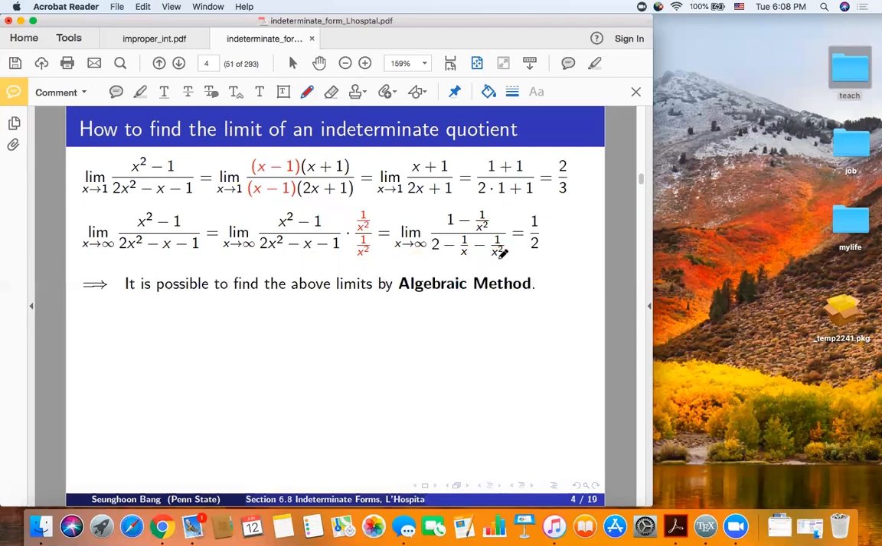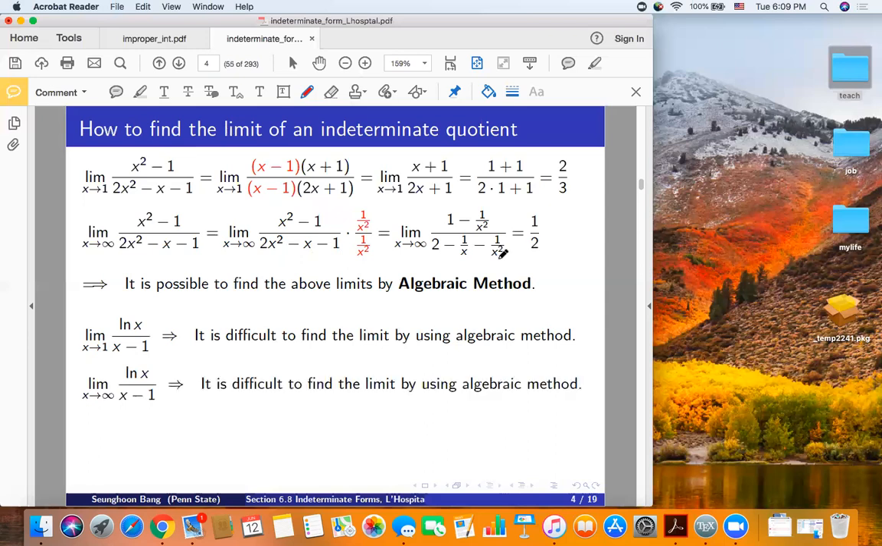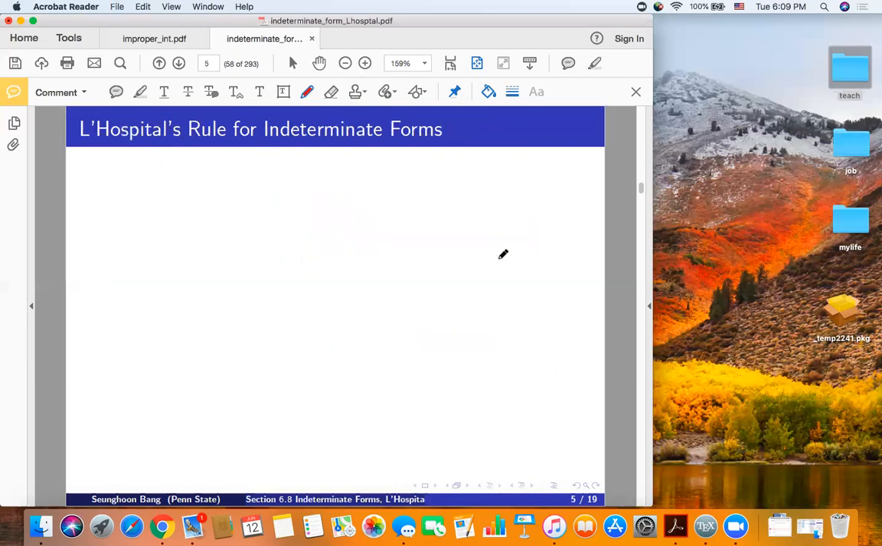It is possible to find the above limits by algebraic method. But here, it is difficult to find the limit by using algebraic method. This one is the same. The algebraic method is impossible. How can you solve this kind of problem? So we have one good method, today's title, that we use: L'Hopital. What is L'Hopital? Here.